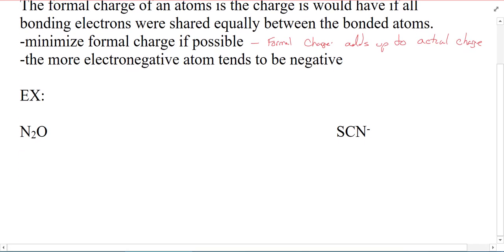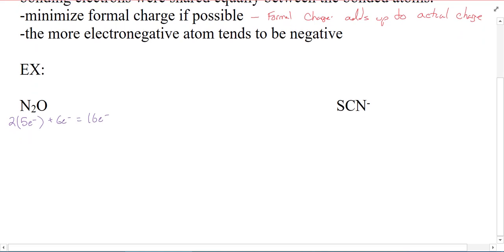So let's start with N2O. We have a valence electron count of 5 for nitrogen, and there's 2 of them. Oxygen is 6, so that gives us 16 electrons. Now the next question is, how is it laid out? Well, most of the time, my students will go N-O-N, because there's 1 oxygen. And okay, well, let's try it. We will get orange here. 2, 4, 6, 8, 10, 12, 14, 16.